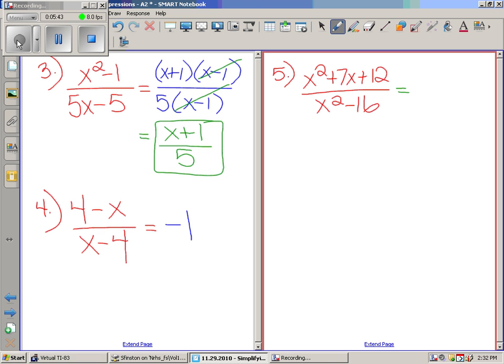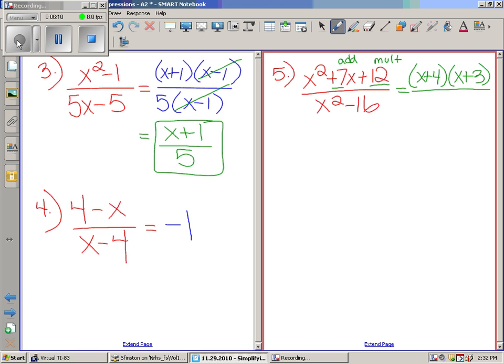The top term, the numerator, you have to think of some numbers that multiply to be 12 and add to be 7. Can you guys think of any numbers that multiply to be 12 and add to be 7? 4 and 3, yeah. So here's what we do. We do x plus 4 into x plus 3. Very nice.